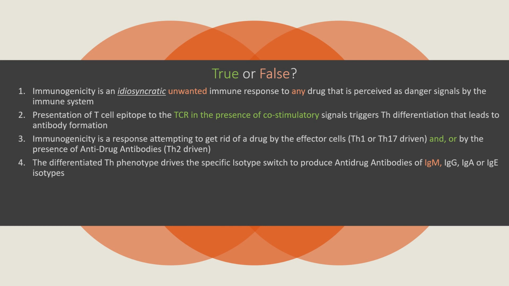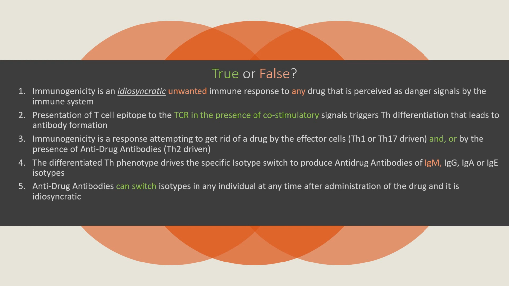Well, the trick here is that they don't switch to IgM. They always switch from IgM to the other isotypes. But it is the differentiated TH phenotype, the one that drives the switch. Antidrug antibodies can switch isotypes in any individual at any time after administration of the drug, and it is idiosyncratic. Yes, this is true.